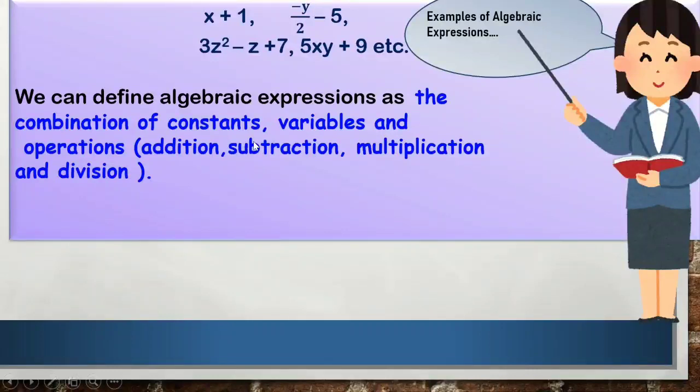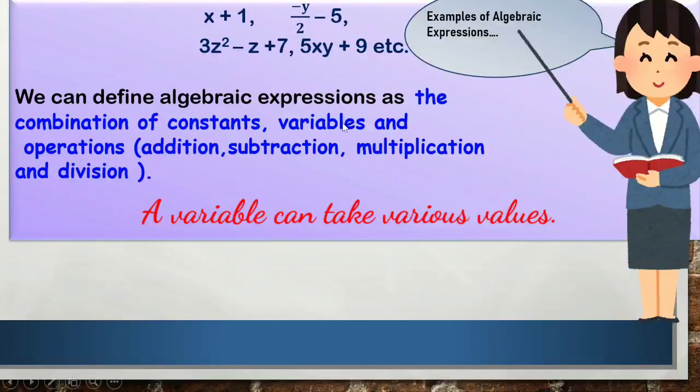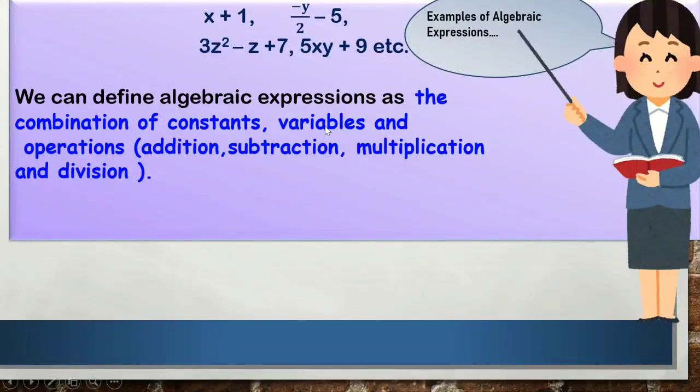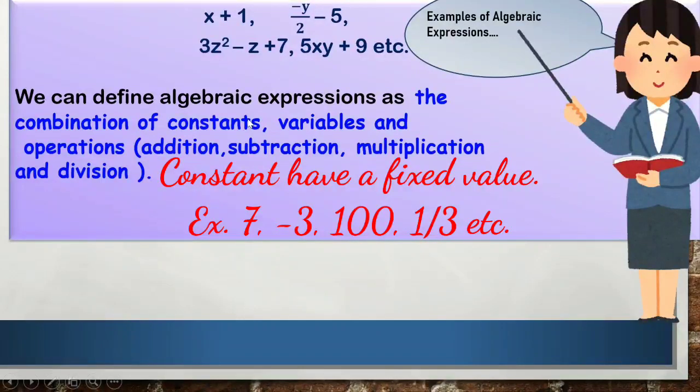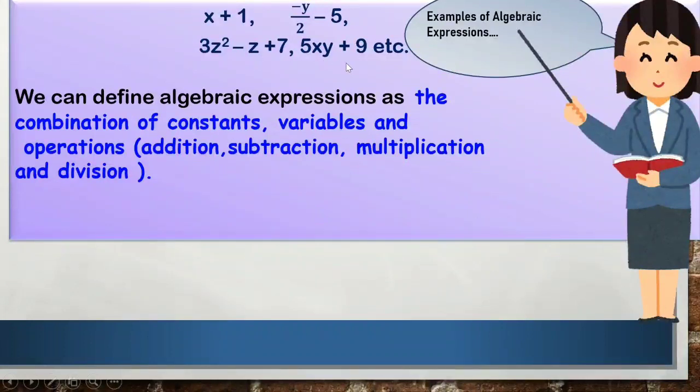We know very well what a variable is, right? We use letters x, y, z to denote variables. A variable can take various values and its value is not fixed. That's why it is named as variable. On the other hand, constant has a fixed value. And you can see the examples over here only. 7 is the constant, x, y, z are the variables, and the operations we have minus, plus, in between we are having multiply, here y upon 2 we are having division. So these are the examples of algebraic expression, and this is how we define algebraic expressions.